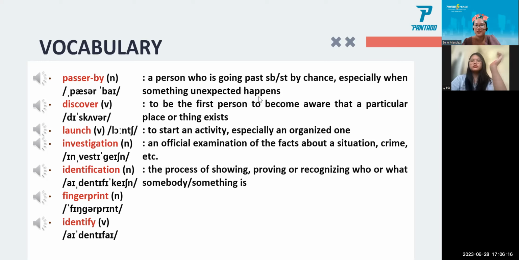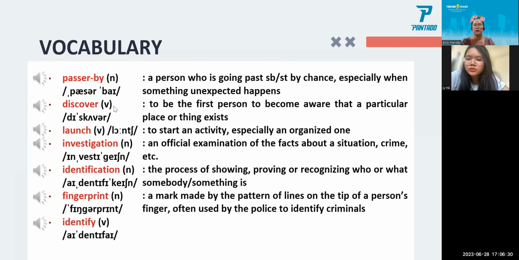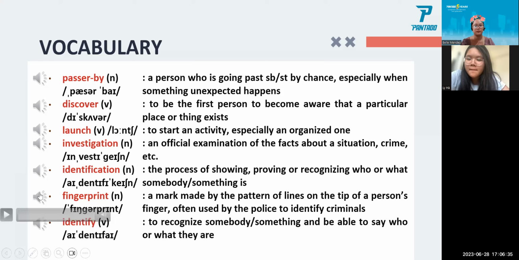All right, so let's go to our lesson now. Last time we tackled passerby identification, right? Do you still remember? Yes. So we will continue this. Oh, wait a minute. Let me share my sound. Fingerprint. Okay, can you see the lesson? Yeah. Yes. Go ahead.